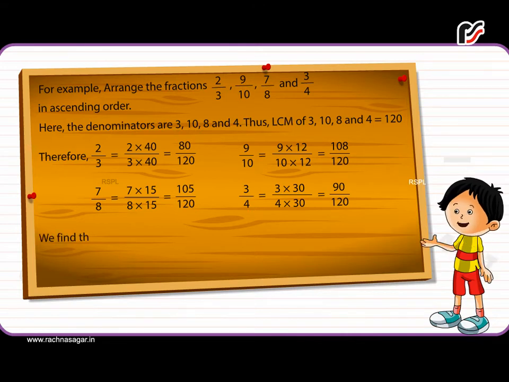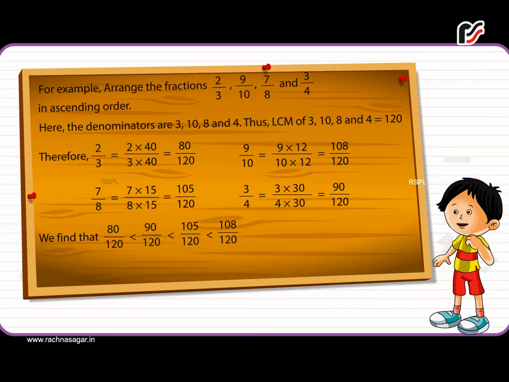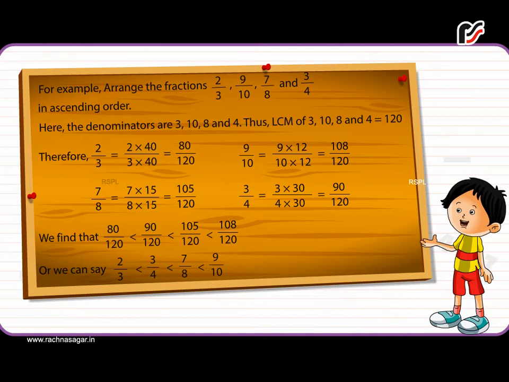We find that 80 by 120 is less than 90 by 120, which is less than 105 by 120, which is less than 108 by 120. Or we can say 2 by 3 is less than 3 by 4, which is less than 7 by 8, which is less than 9 by 10.